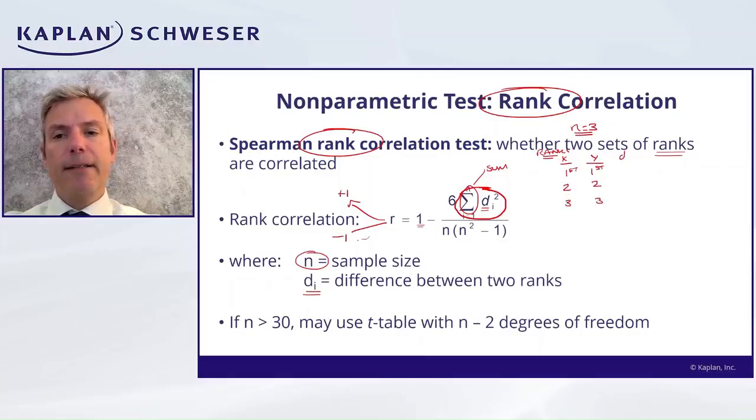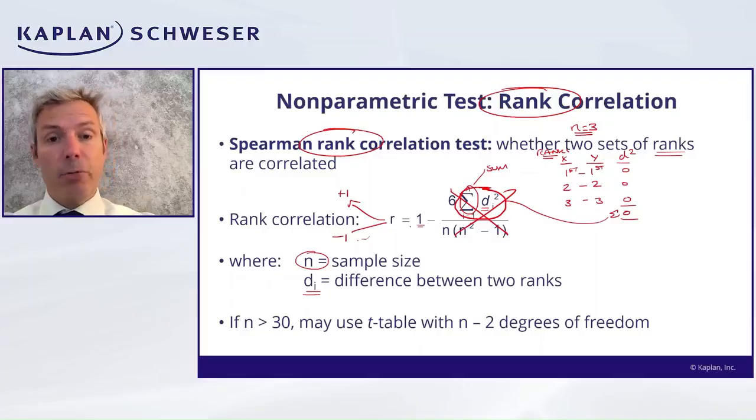Now, trivially, the distances here are all 0. 1 minus 1 is 0. 2 minus 2 is 0. 3 minus 3 is 0. And so the sum of your d squareds, if I square those, you still get zeros. Sum of d squareds is 0. And so this thing all collapses and your correlation is 1. And that's what you want when there's no difference in ranks.